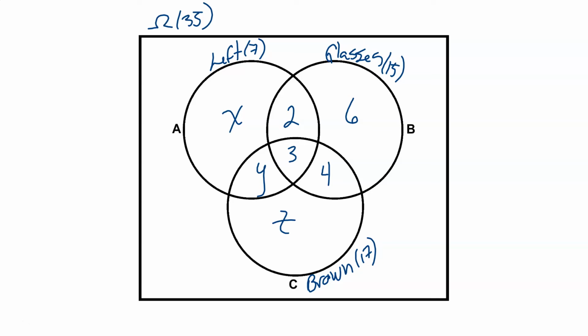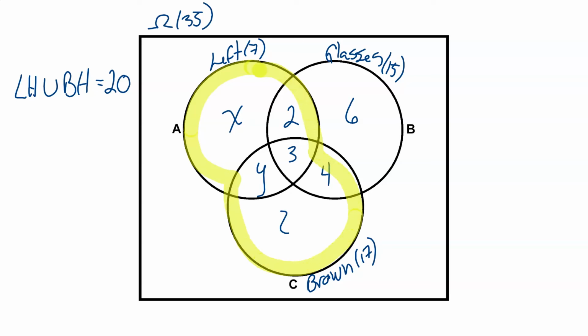From that, we can actually develop some equations that are based on the information that we have here in those 2 spaces. Remember that we said left hand union with brown hair was equal to 20 people. So, and again, to recap, that's defining this space that's encompassed by the left hand and brown haired people. So we're going to use that information when we get into the algebra.